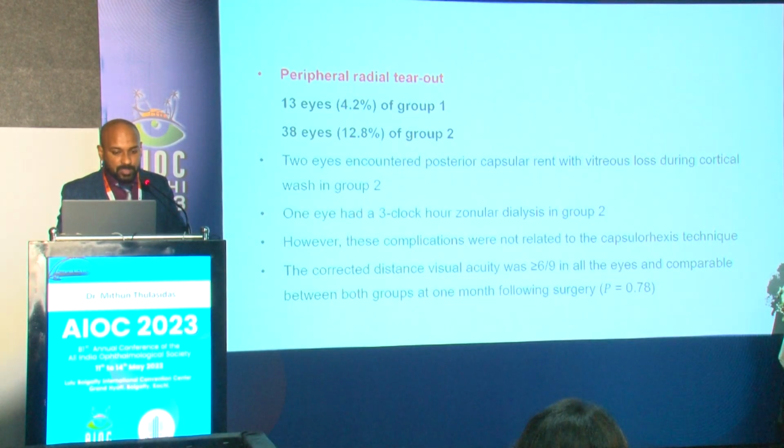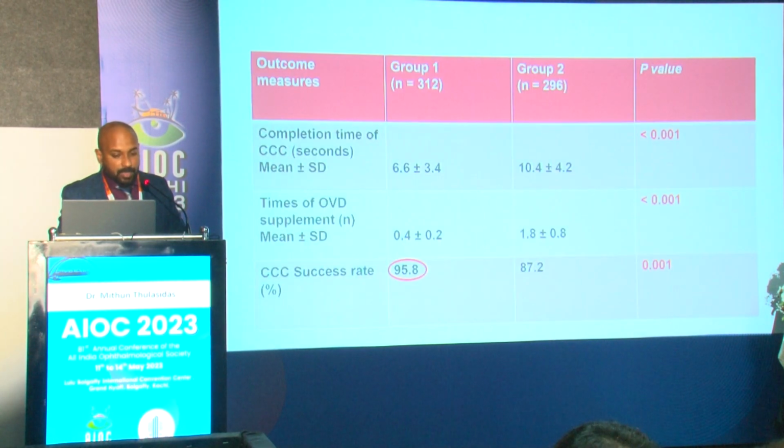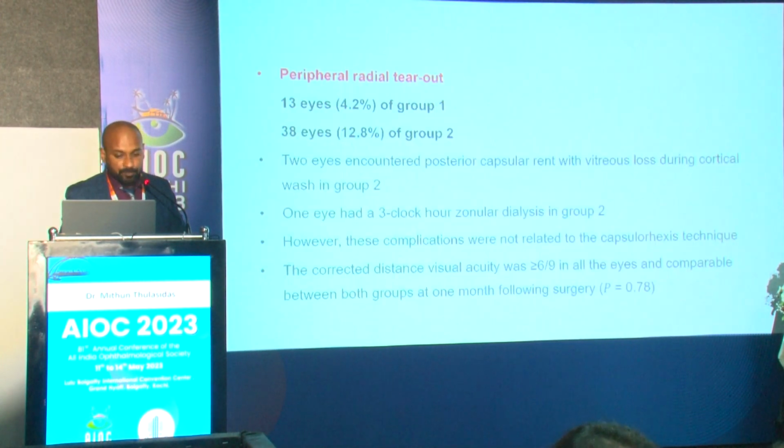I would like to show the results. We have compared it between two groups including 608 eyes of 420 patients, which were demographically similar. And when it comes to the outcome measures, the completion time of CCC and times of OVD supplement was comparatively less in group 1 and success rate was high in group 1. Though we encountered a couple of cases with peripheral radial tear out, there were no complications. Group 2 had a couple of complications, but that was not related to the capsulorhexis technique at all.